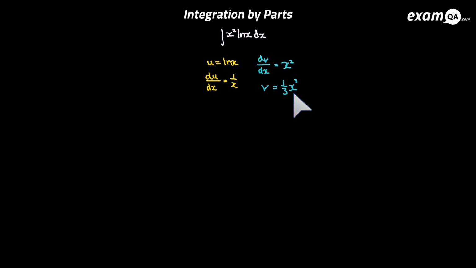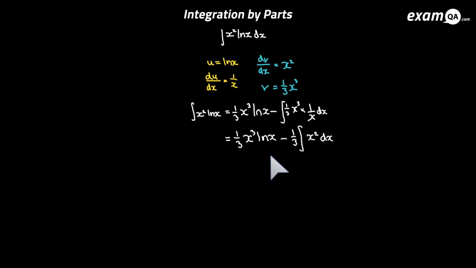Now we simply just need to fill in the formula. On the left hand side, it's just the question, so you don't need to think about filling in that part. Just rewrite the question. Then we have u times v minus the integration of v du dx. So we've still got an integration to do. Let's just tidy that up a little bit. You should notice here I've taken out 1/3 in front of the integration sign. You can always do that with constants, because constants don't affect your integration or differentiation.